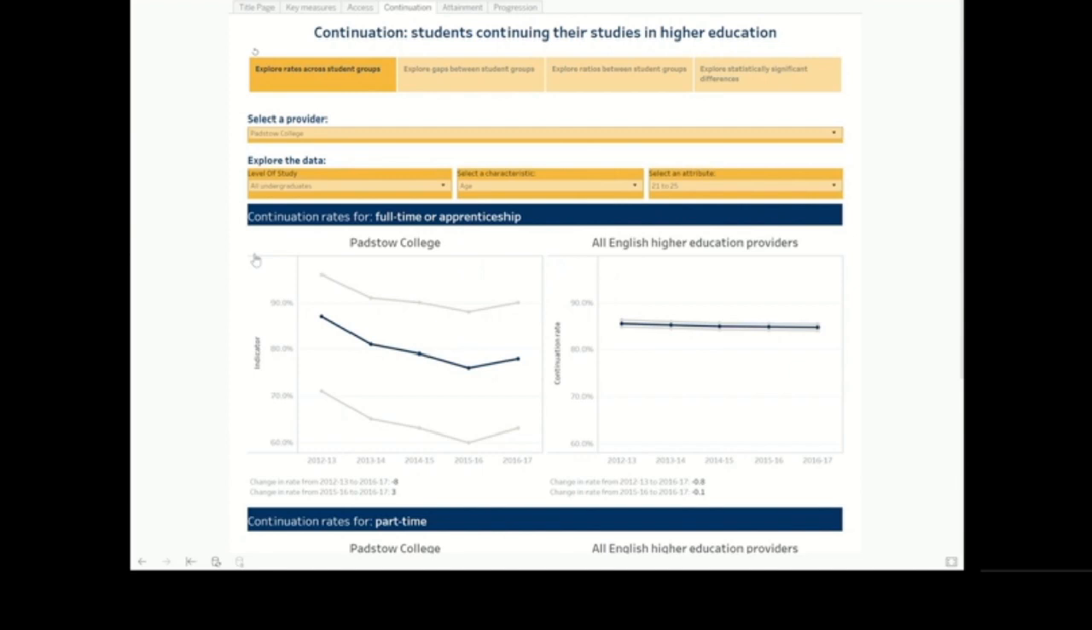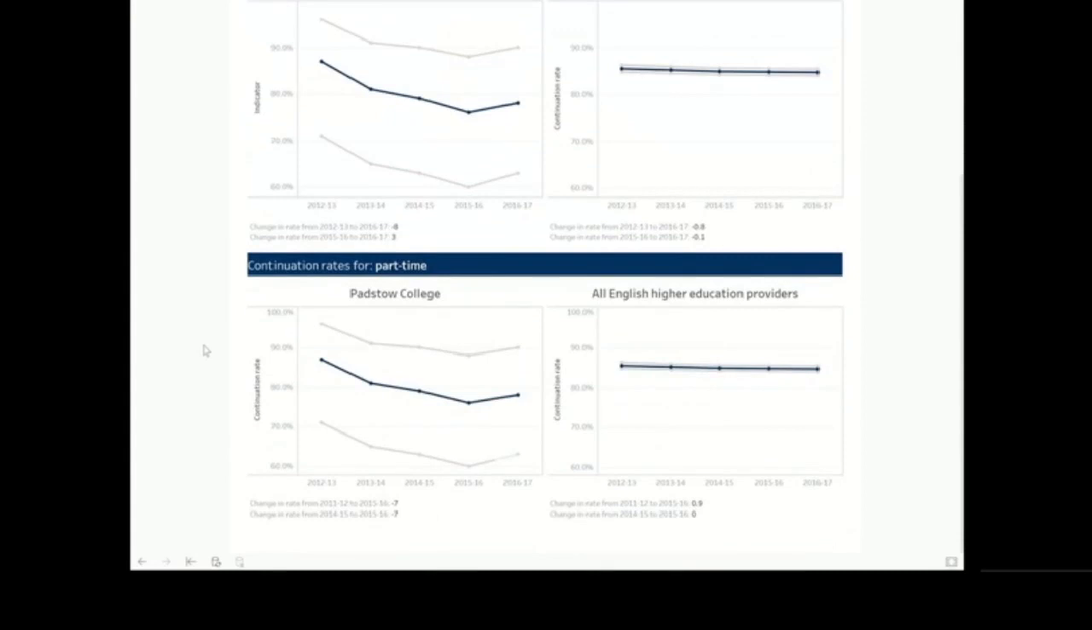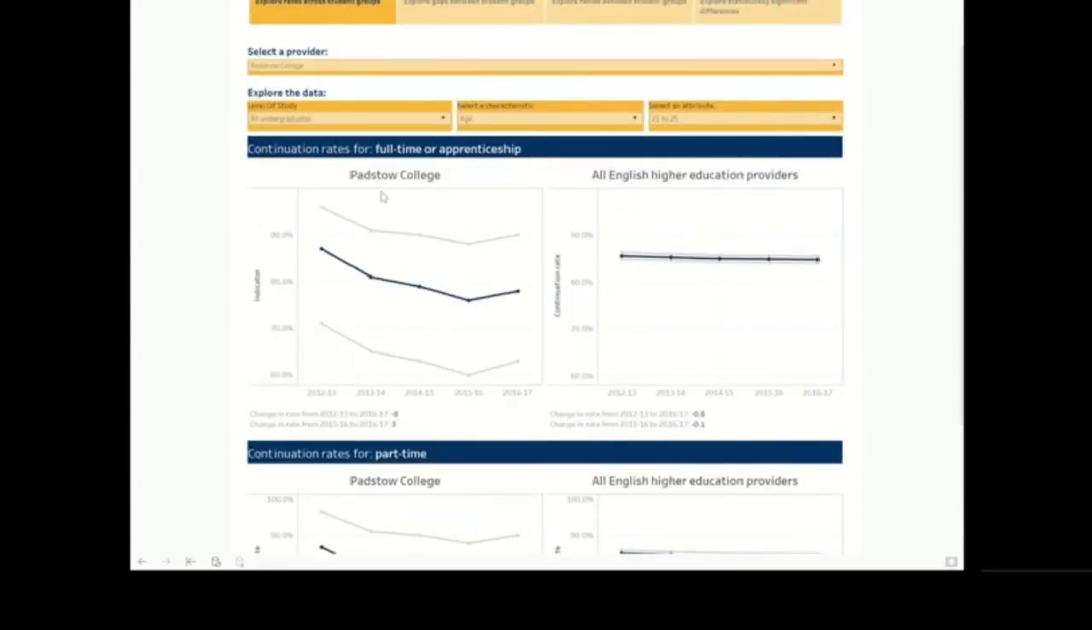Focusing now on the charts below the initial data selections, we can see continuation rates for 21 to 25-year-olds at the selected provider. Full-time continuation rates are at the top of the page. Part-time rates can be found at the bottom of the page. On the left-hand side, we have continuation rates for the selected provider, and on the right-hand side, we have equivalent rates aggregated for the whole sector.